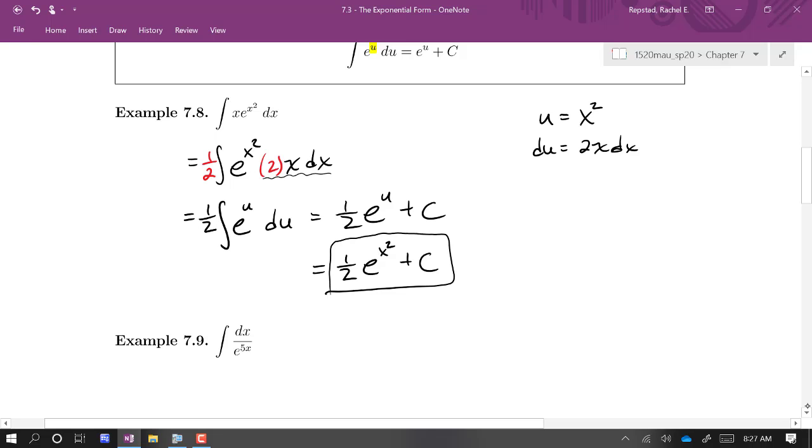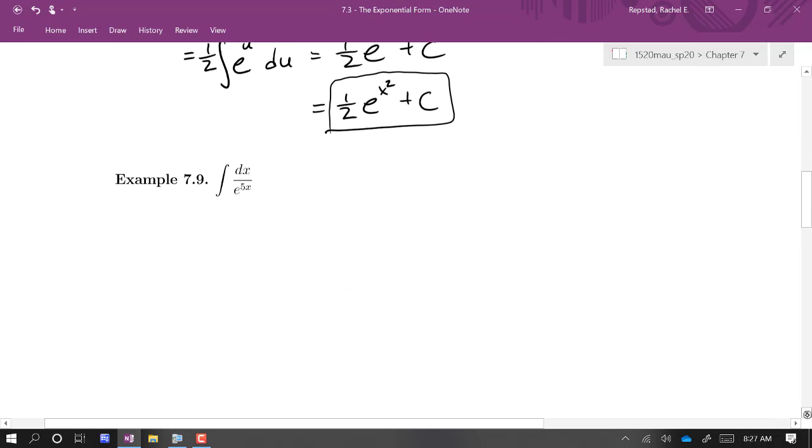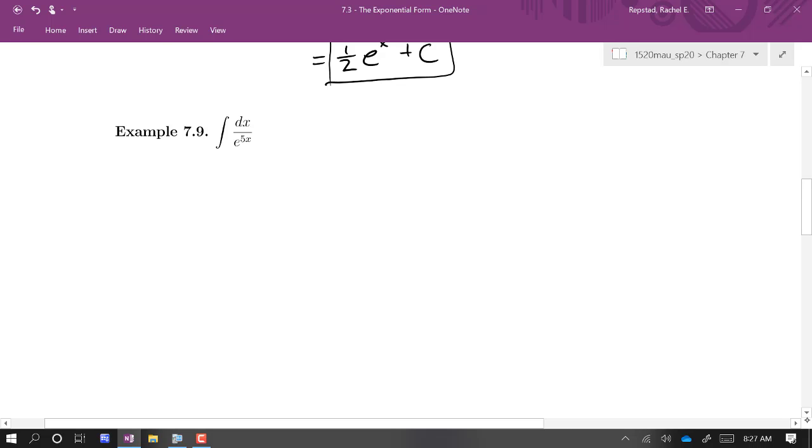If something fits the exponential form, it is the integral of e to the u. It is not 1 over e to the u or e to the u all squared or anything like that. It's just simply e raised to the u power. So sometimes we might encounter an integral that fits this form after we rewrite it a little bit.